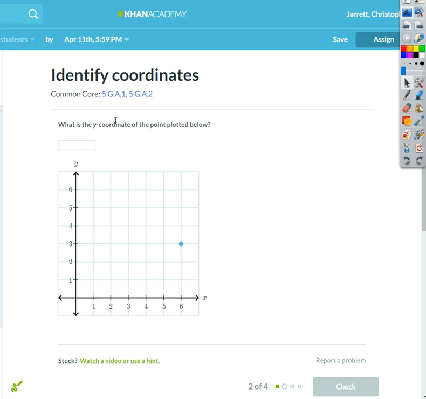So let's take a look at this one. What is the y coordinate of the point plotted? Well, let's find out what both coordinates are. We should always look for both coordinates. The x comes before the y. On the x-axis, if I trace this back down, it goes through at x equals 6. And the y, if I trace that over, I can see that it crosses where y is equal to 3. Since they only asked me for my y coordinate in the question, my y is 3.